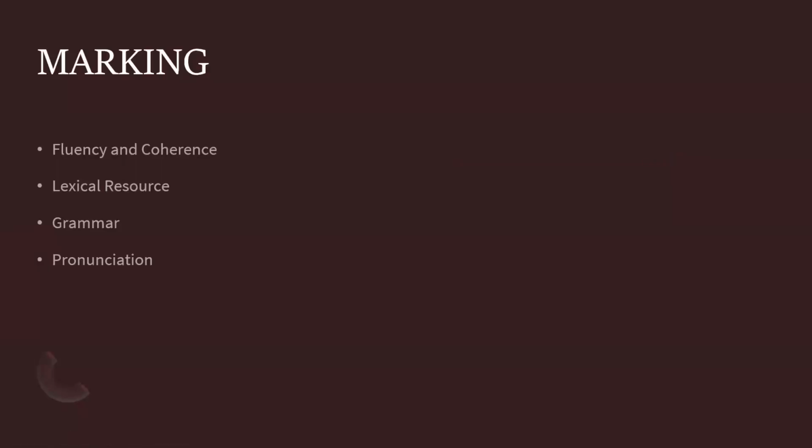First of all, let me tell you about the marking of IELTS speaking part 2. In this part, you will be marked on the basis of your fluency and coherence, lexical resource, grammar, and pronunciation. If you know these four criteria of marking, you can keep them in mind when you are practicing and when you are delivering your speech during your test. You can focus on these four criteria and try to improve in each area so that you will be marked good bands in the IELTS exam.